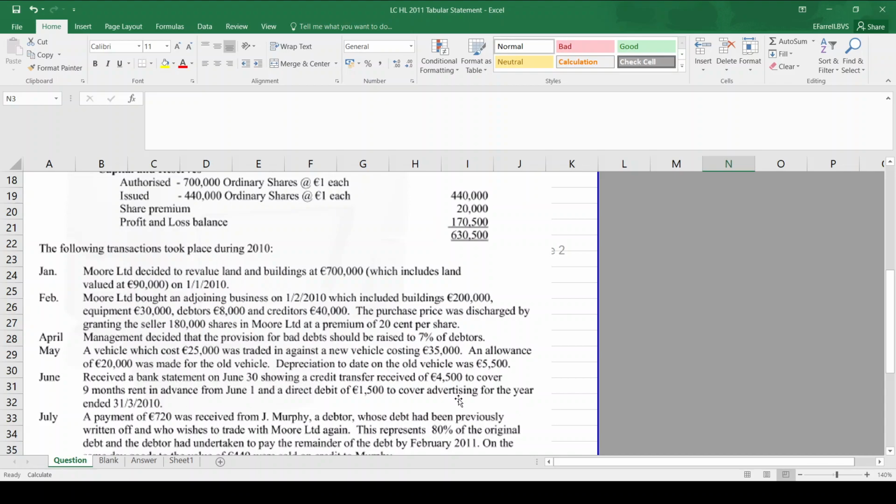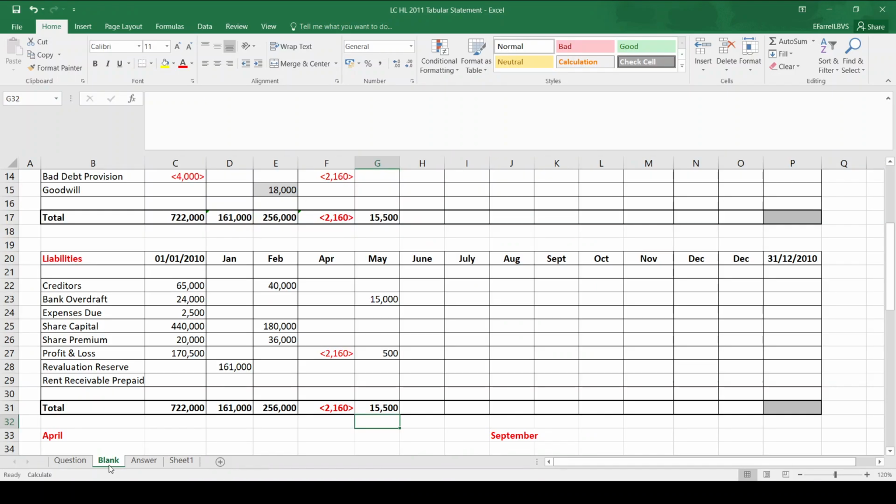So for the rent receivable, we receive 4,500 to cover 9 months' rent in advance from June the 1st. So all we have to do in June is put in the actual rent receivable of 4,500 here.